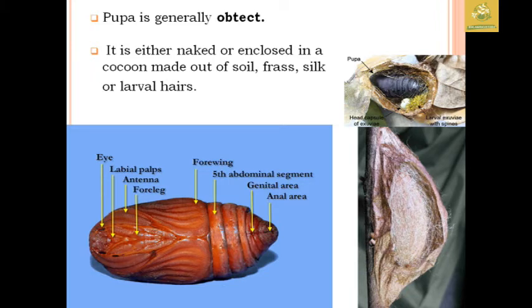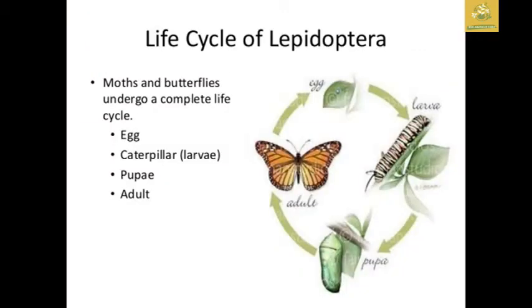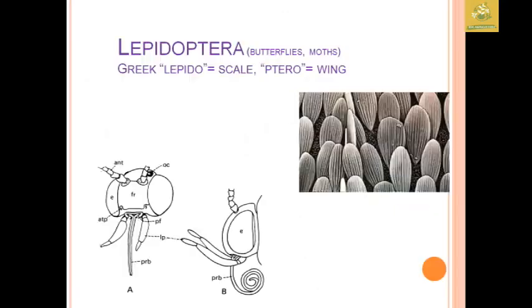It may be either naked or enclosed in a cocoon which is made up of soil, frass, silk and larval hairs. So these are the major materials with which the pupa is said to be covered. And while seeing about the life cycle of Lepidoptera, they undergo a complete metamorphosis where the egg, larva, adult as well as the pupal stages are present in the moths and butterflies. So they undergo a complete life cycle.